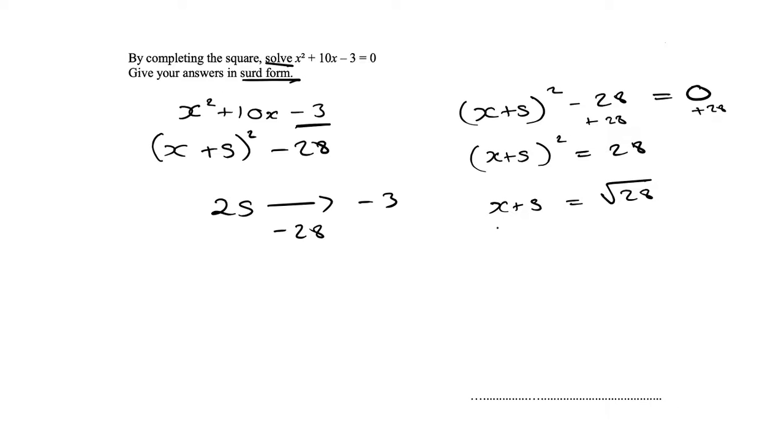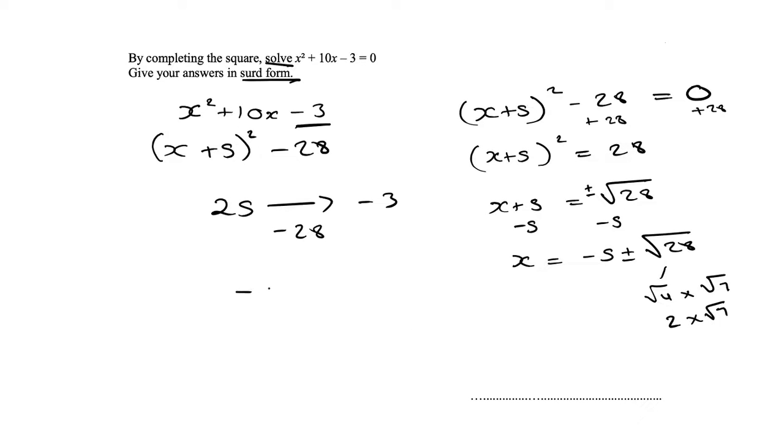Now let's subtract 5. But remember, before a square root, there's always a plus or minus. So let's subtract 5 from both sides to get that x is equal to minus 5 plus or minus the square root of 28. Now the root of 28, we can simplify. So we can simplify to root 4 multiplied by root 7. Root 4 is just 2, multiplied by root 7, so it's 2 root 7. So it's going to be minus 5 plus or minus 2 root 7.